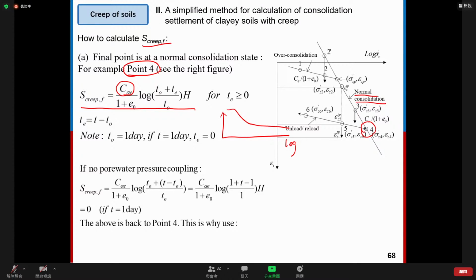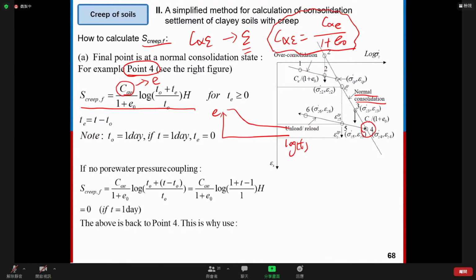C alpha E means the slope against log time, with epsilon, or void ratio, okay? C alpha E is from void ratio, okay? If we use C alpha epsilon, it's from the epsilon, the strain, okay? C alpha epsilon is equal to C alpha E divided by 1 plus E0, okay? This one, you should be very familiar with it, okay?